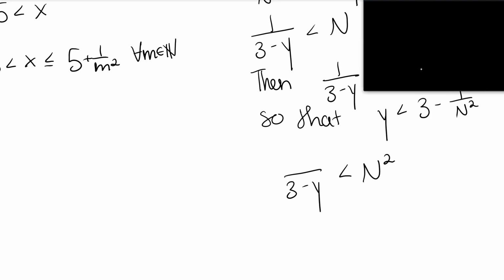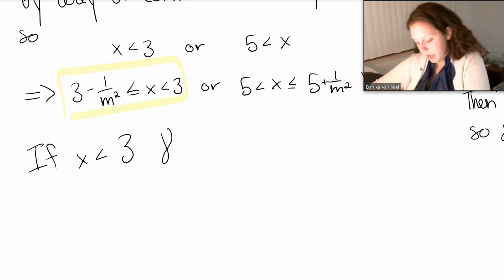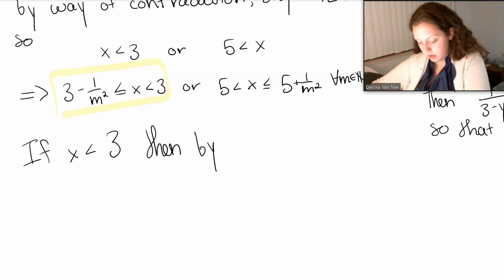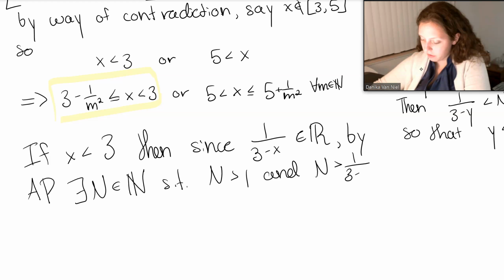So let's start with that. If x is less than 3, then since 1 over 3 minus x is in the reals, by AP, there exists a natural number n such that, first I want to say n is bigger than 1, and n is bigger than 1 over 3 minus x.